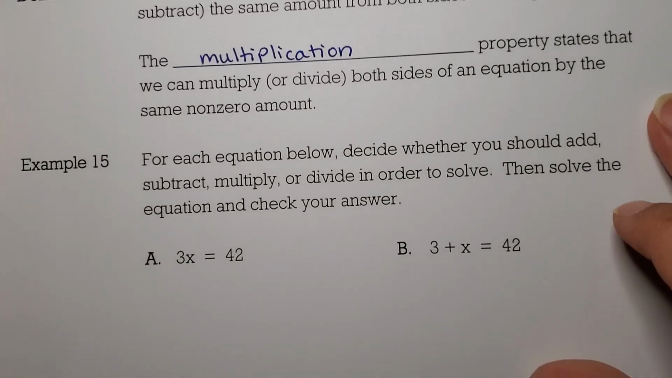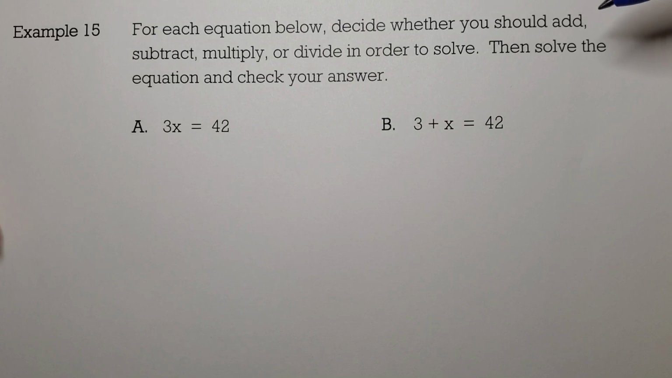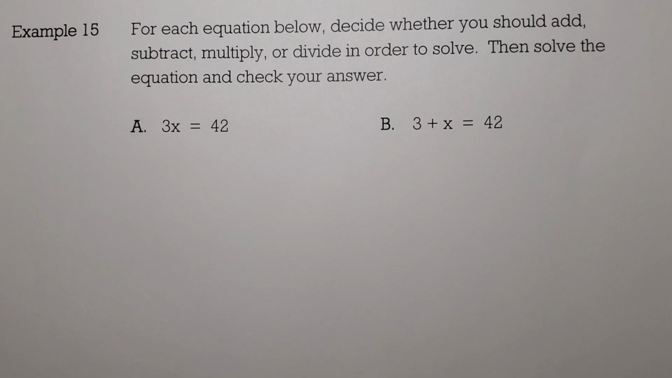So let's go ahead and apply these properties to help us solve. First, they want us to figure out whether we should add, subtract, multiply, or divide in order to solve. Then we're going to solve the equation, and then we're going to check our answer. So there are 3 things that we're doing here. The goal in applying the addition or multiplication property is that solving an equation is like the opposite of evaluating an expression. You're undoing operations. So our goal when we apply these properties is we want to apply a property that will undo whatever operation is being performed to the variable.